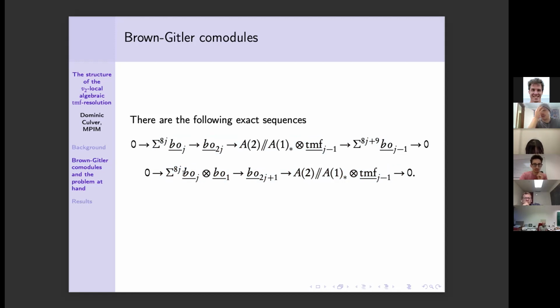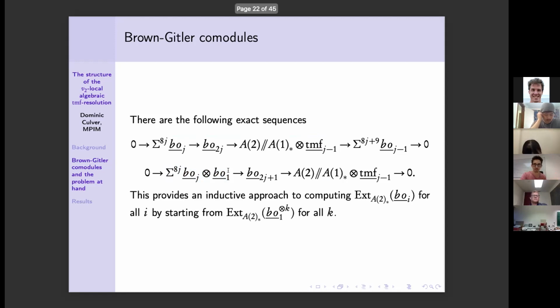But the thing I want to point out is this tensoring with BO1 thing. If you work out the inductive procedure, at some point you're going to try and do all these inductive calculations, but you're always going to be bringing yourself back to computing the Ext groups of tensor powers of BO1. That's something that's just unavoidable. So a good place to start, at the very least, is just computing Ext of the tensor powers of BO1 if you want to actually do some sort of inductive calculation.